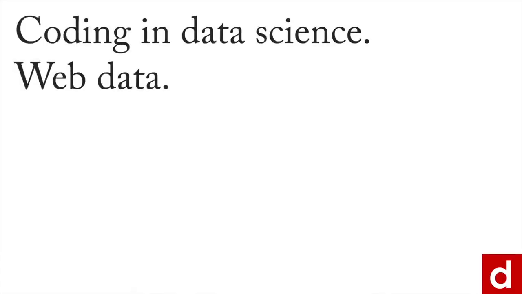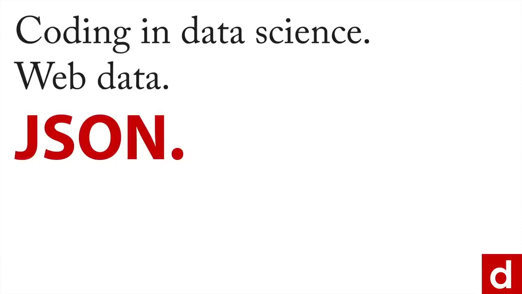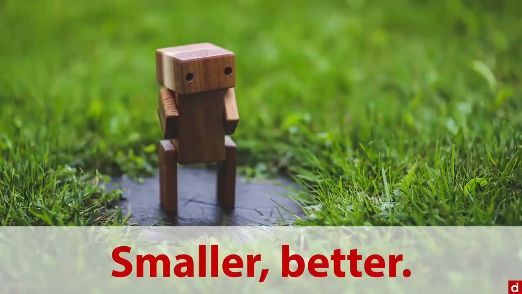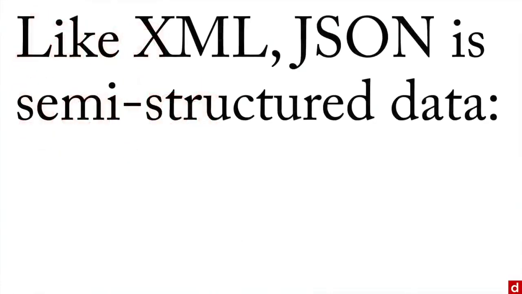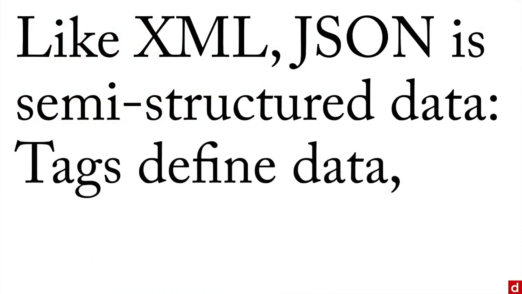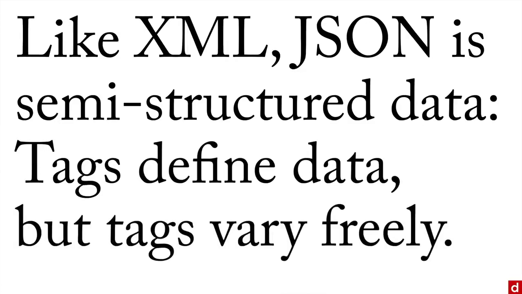The last thing I want to mention about coding in data science and web data is something called JSON. And I like to think of it as a version of smaller is better. Now, what JSON stands for is JavaScript Object Notation, although JavaScript is supposed to be one word. And like XML, JSON is semi-structured data. That is, you have tags that define the data so the computer knows what each piece of information is. But like XML, the tags can vary freely. And so there's a lot in common between XML and JSON.